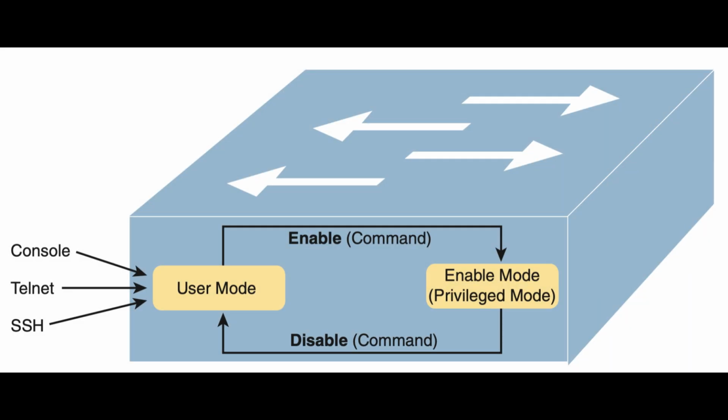User and enable privileged modes. All three CLI access methods covered so far, console, Telnet, and SSH, place the user in an area of the CLI called user exec mode. User exec mode, sometimes also called user mode, allows the user to look around but not break anything.